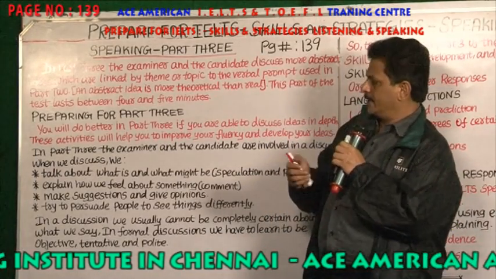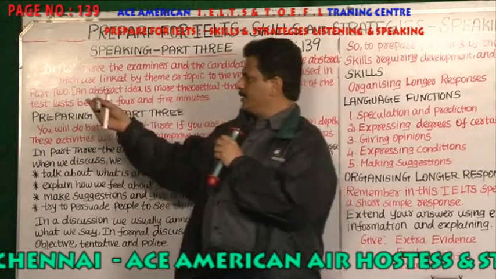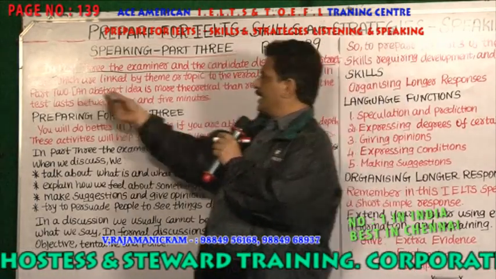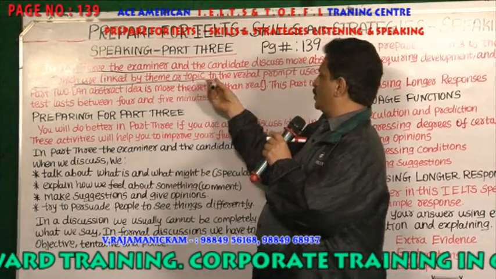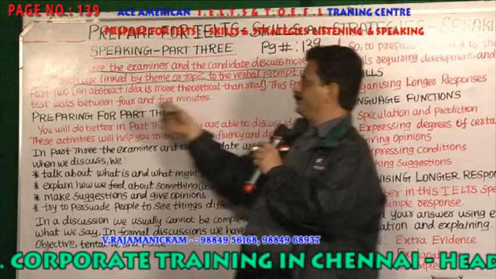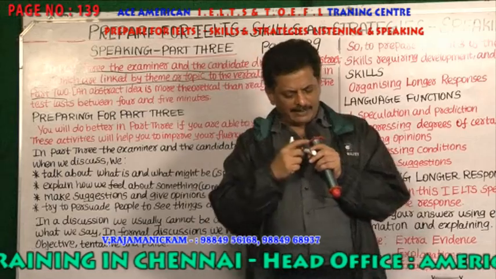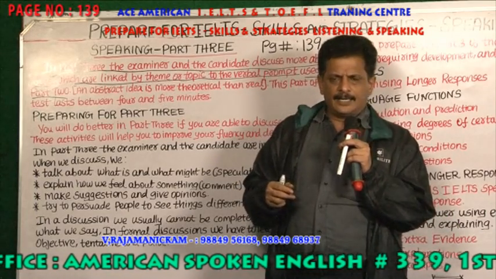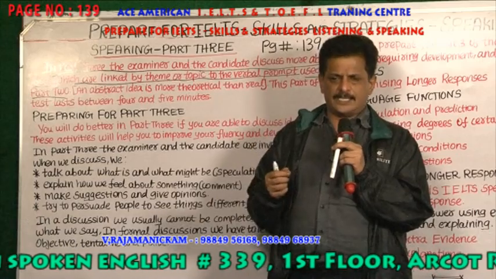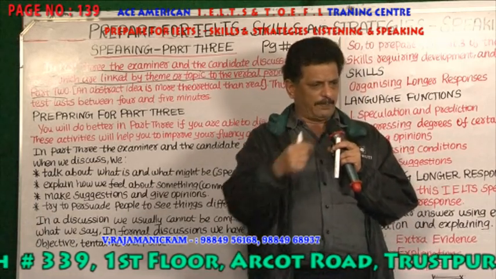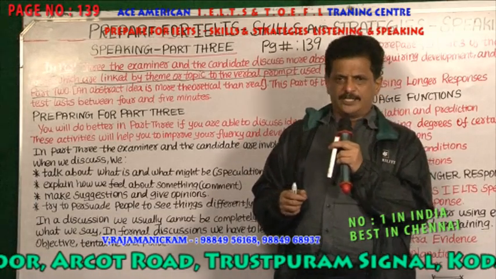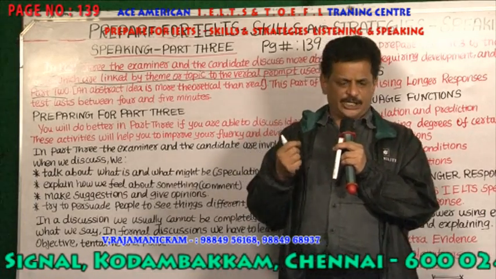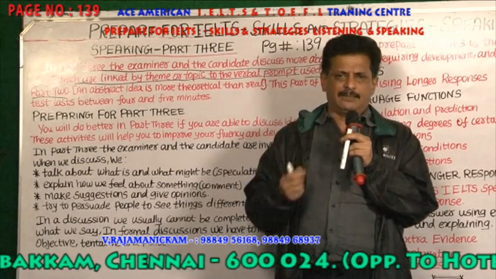So in this part 3, what do you have? See here, what is given here? In part 3, the examiner and the candidate discuss more about ideas which are linked by theme or topic to the verbal prompt used in part 2. The examiner, a well-read gentleman or lady who is good in English, will ask questions related to the part 2 topic. For example, tell about the place which you have visited. You might have said Taj Mahal, and based on that: buildings, construction, designs, architecture. So a discussion will be based on part 2.